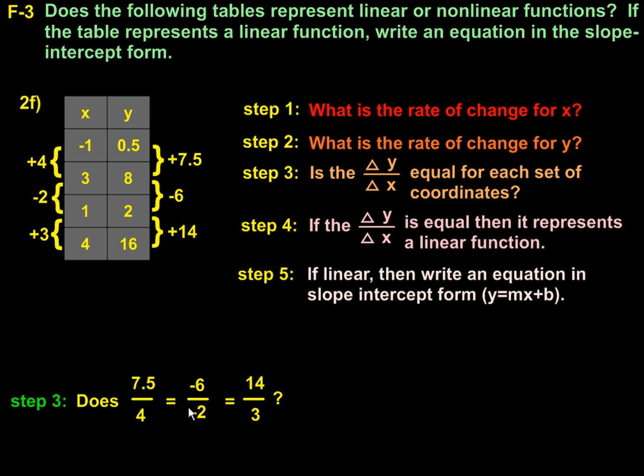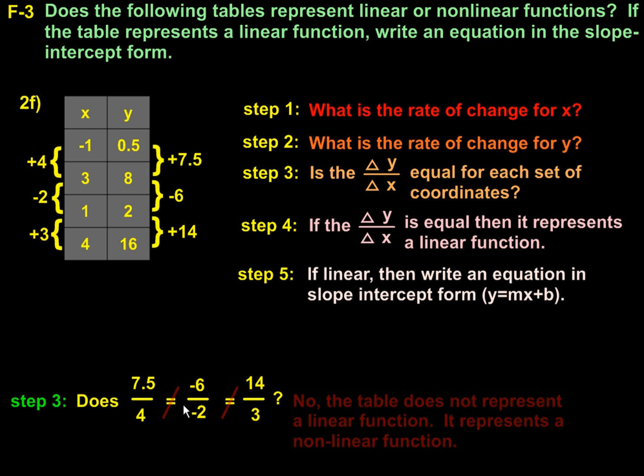As I look, I can see -6 over -2 would reduce down to 3. 7.5 over 4, well, it's certainly not going to be 3. And 14 over 3 is going to reduce down to 12 something. So none of these seem to be equal. That indicates to me that since they're unequal, this table does not represent a linear function. And if it's not linear, then it represents a nonlinear function. Because it was not a linear function, I do not need to write an equation in the slope-intercept form for this one.